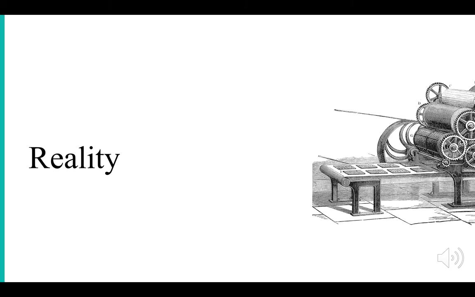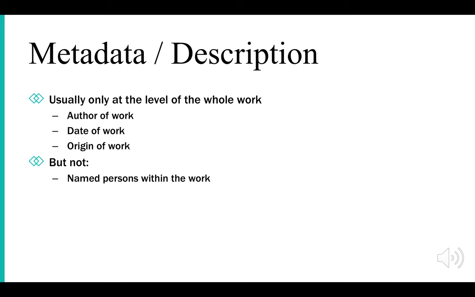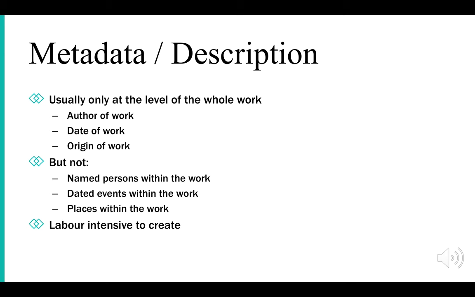Now, the reality is that in most cases, the kind of metadata that can drive this rich discovery experience is usually only available at the level of the whole work. So you have information about the author of the work, date of the work, place of origin of the work, and so on, but not information about person's names within that work, dates described by the work, places covered by the work. And all of this metadata is labour intensive to create and requires specialist skills on the part of archivists, librarians, museum curators, and so on.